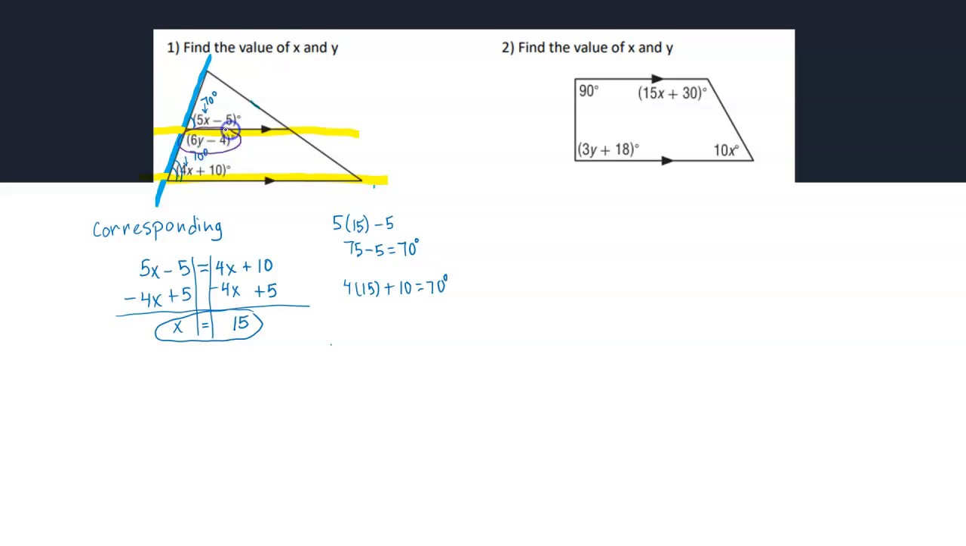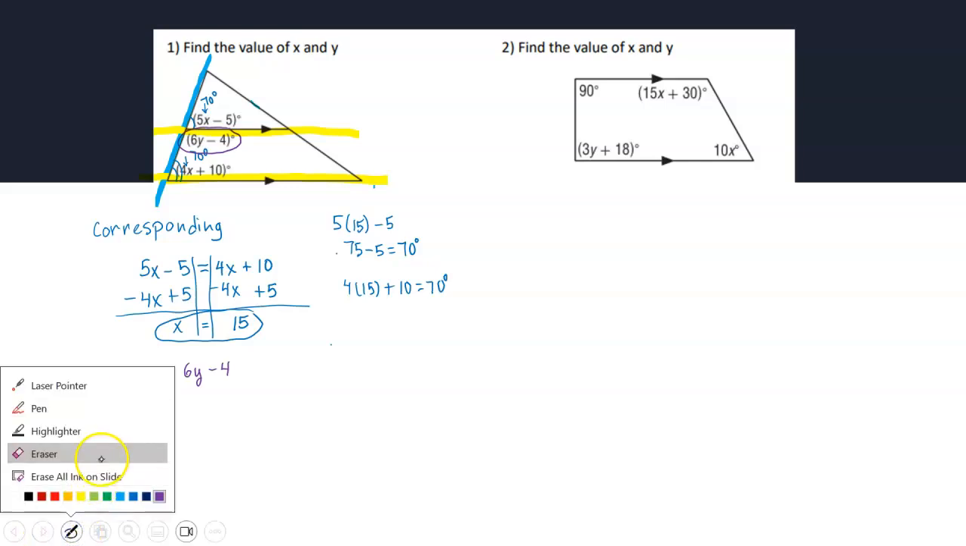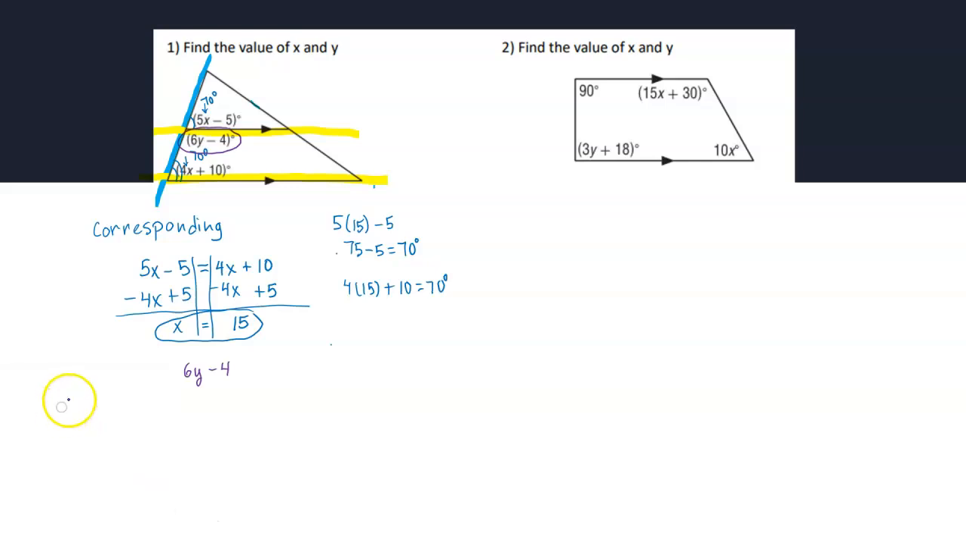Now to figure out what y is equal to, I'm going to use a different property. I know that 6y minus 4, I know that that angle is an alternate interior angle. Nope, it's a same side interior angle with the 70 degree angle. So that means that it's going to be supplementary. So 6y minus 4 plus 70 has to equal 180, or 6y plus 66 equals 180.